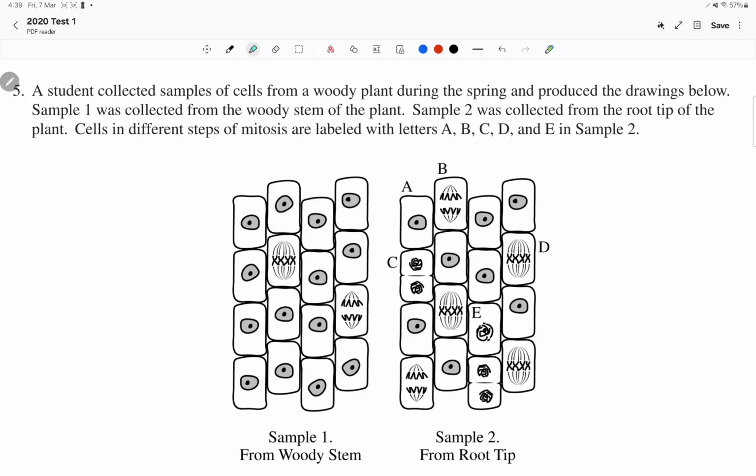So guys, a student collected samples of cells from a woody plant during the spring and produced the drawings below. Which one do you guys think has more mitosis? The second one. Right, how do you know? So look at the stages. Exactly, correct. 1, 2, 3, 4, 5, 6, 7, 8, versus only 2. So there's more mitosis in the root tip. Then why are you asking? I'm asking because you're not in the right order.